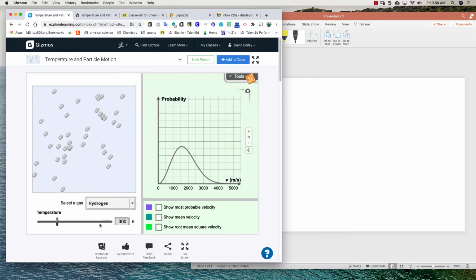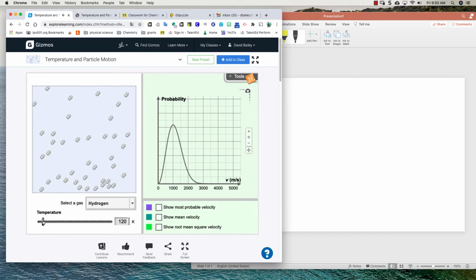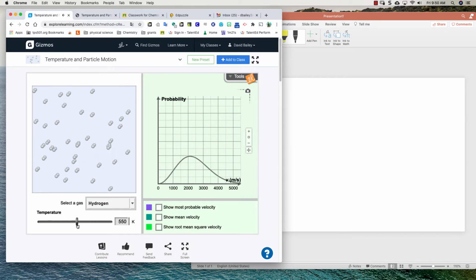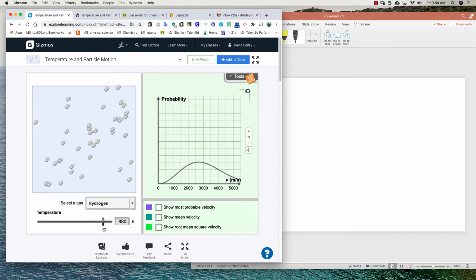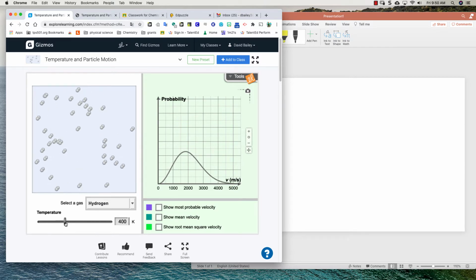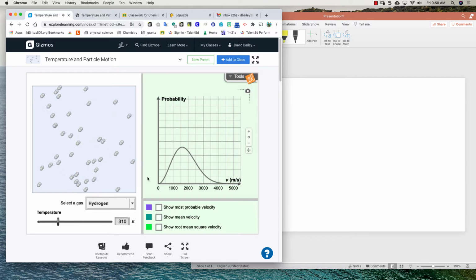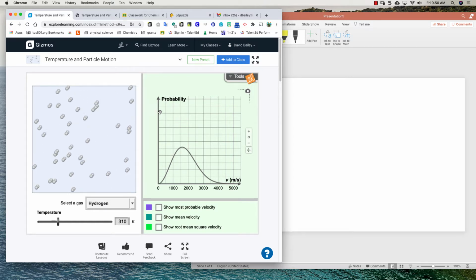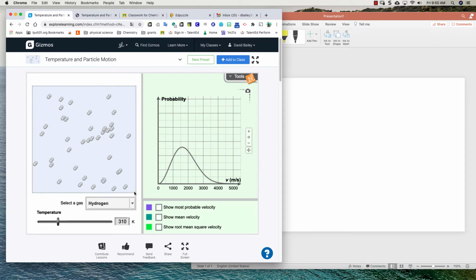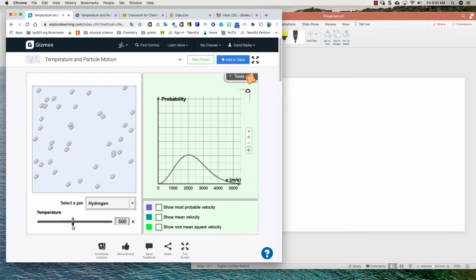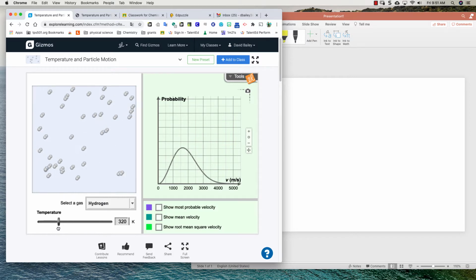And what we see is that as we lower the temperature, the molecules are slowing down. Increase it, they're speeding up. And you notice on the graph to the right, over here, we have what we call a histogram. Basically, how many particles, or the probability of finding a particle going at this speed. And as we adjust the temperature, the histogram shifts from the left to the right.